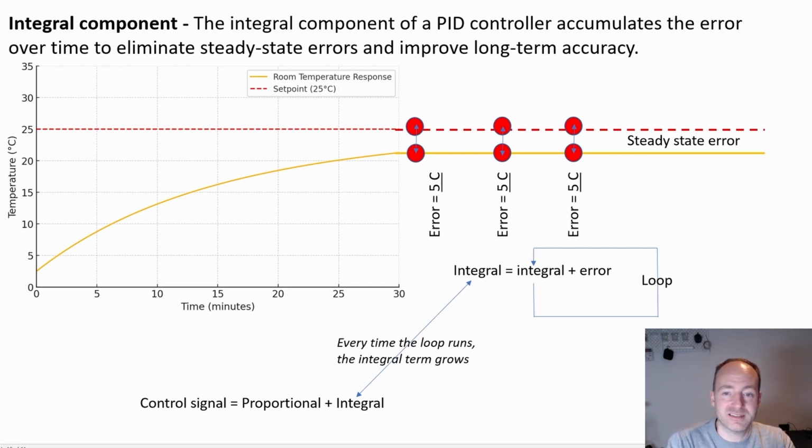And that is the most important point. It eliminates that steady state error because it increases your control signal every time your loop runs until you reach the actual set point value. And then it stops increasing, obviously. So let's go and have a look at that now. Let's implement that integral control and see if it eliminates our steady state error.